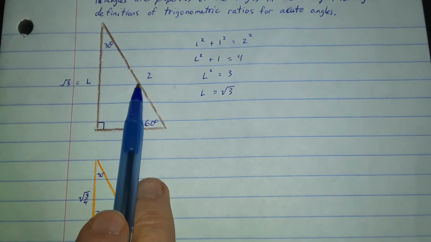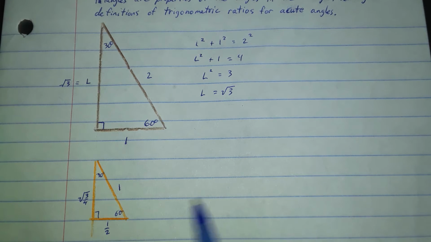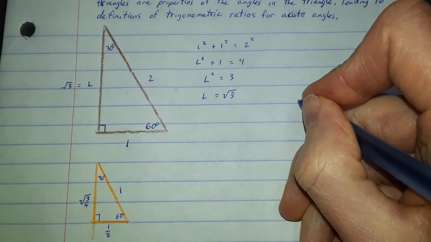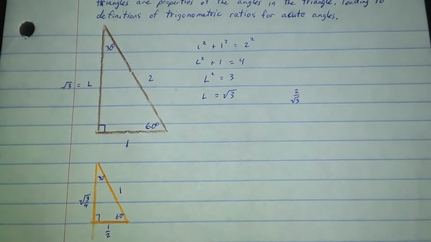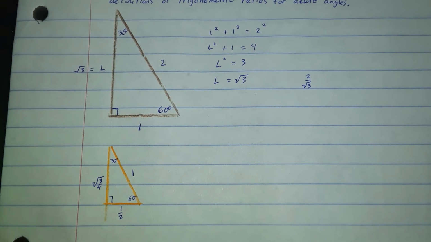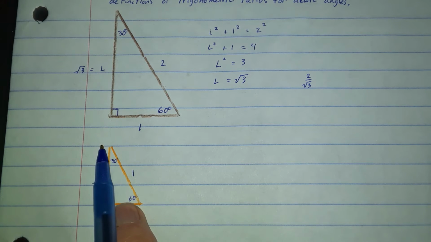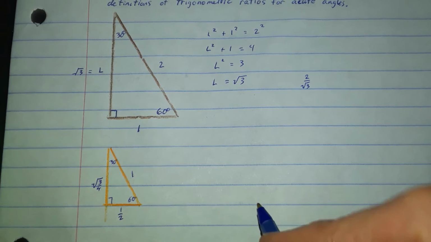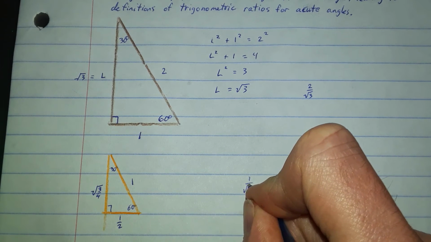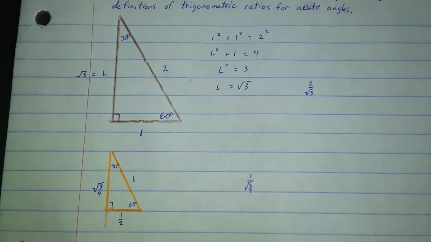I want to look at the ratio of the hypotenuse to this height, and I'm going to make a note of that out to the side. So the ratio is going to be 2 over the square root of 3. Now I want to do the same thing here. I want to look at the ratio of the hypotenuse to this height, and I get 1 over the square root of 3 over 2. So what does that tell me?